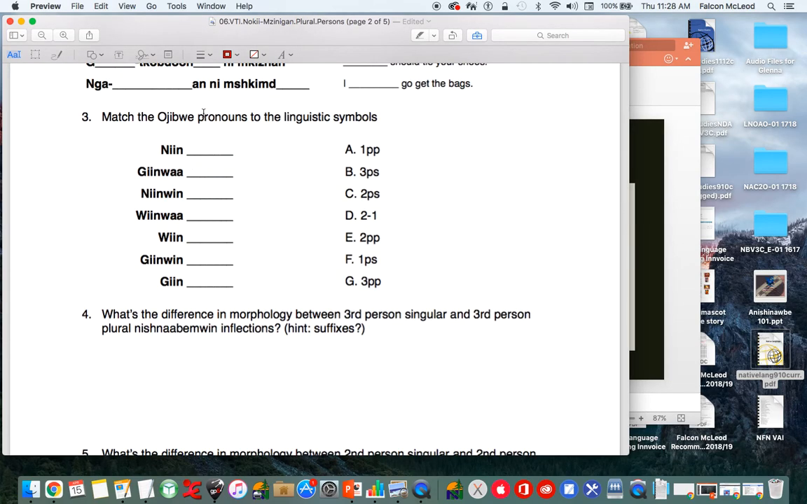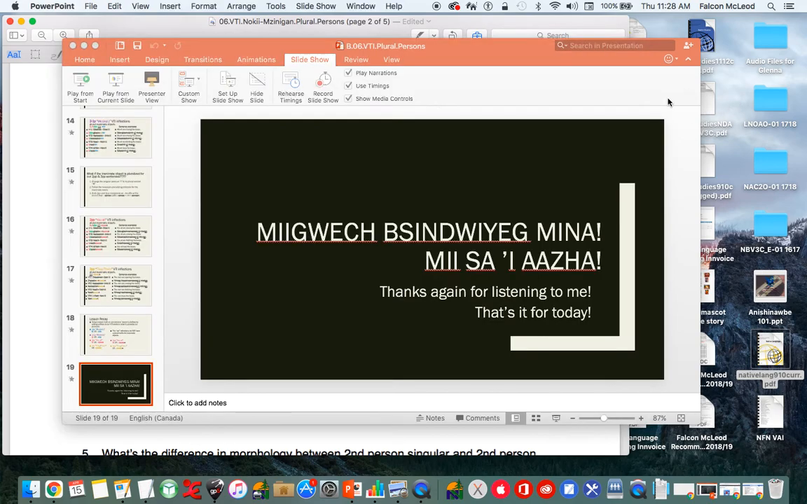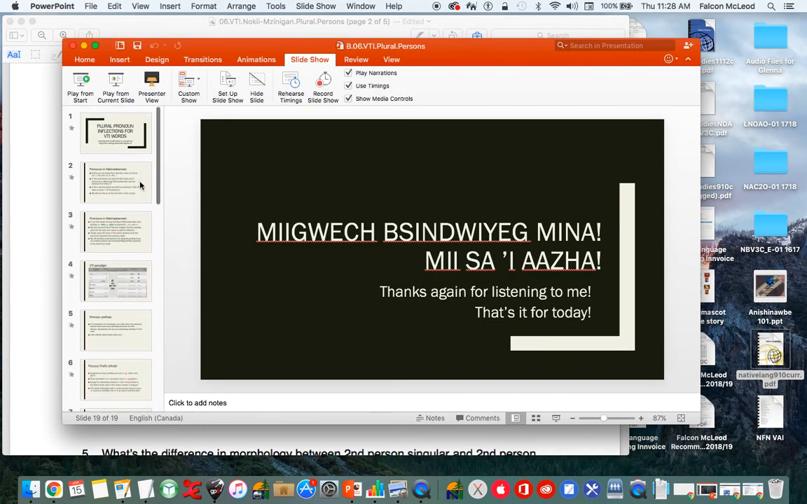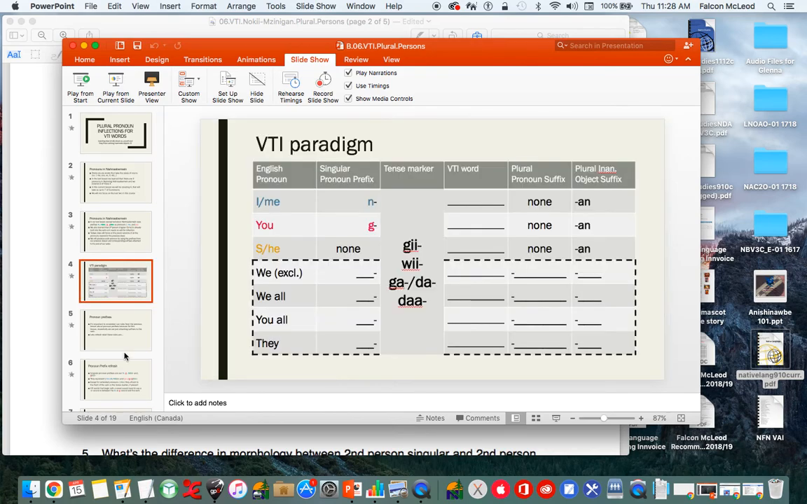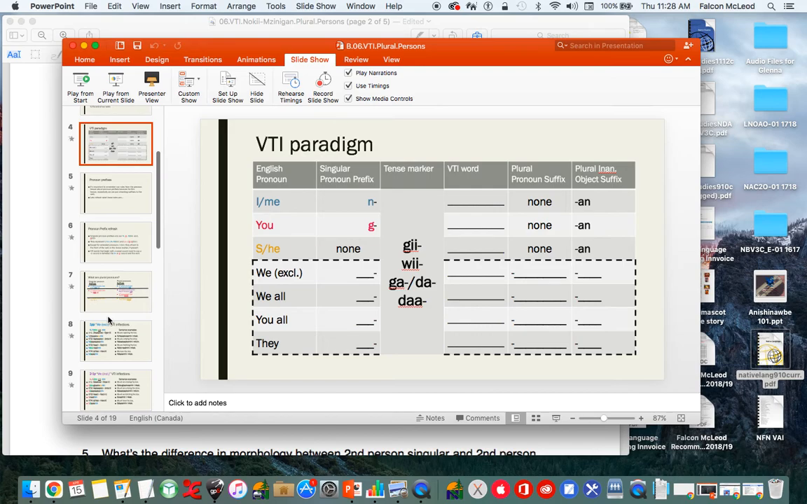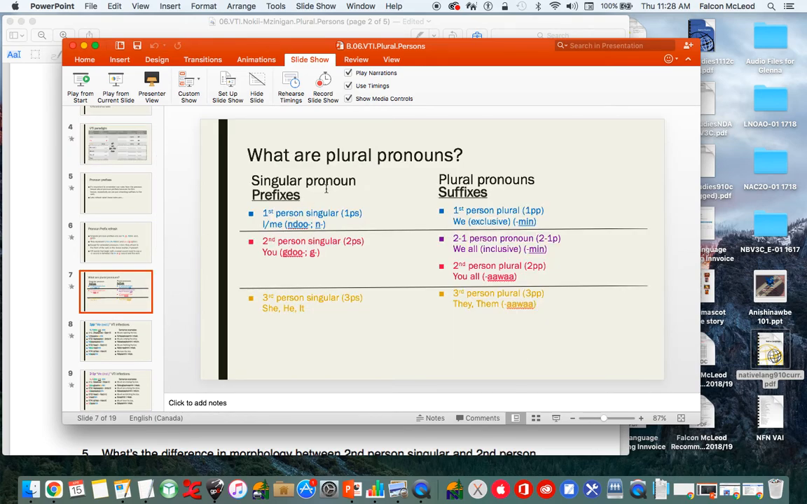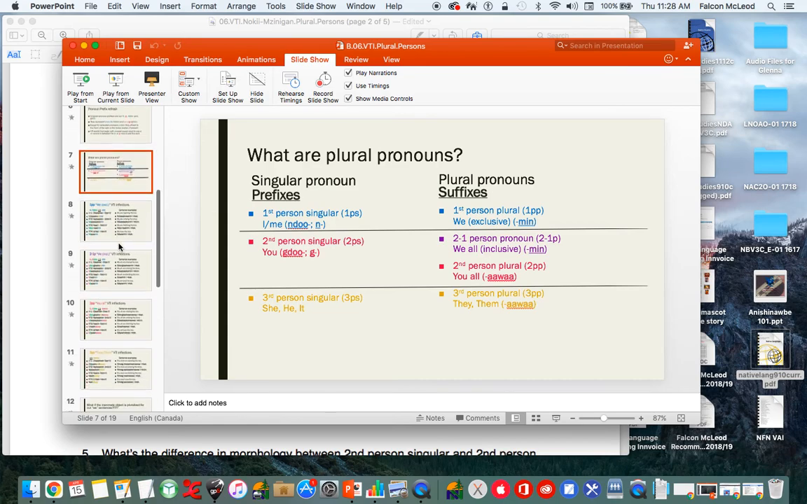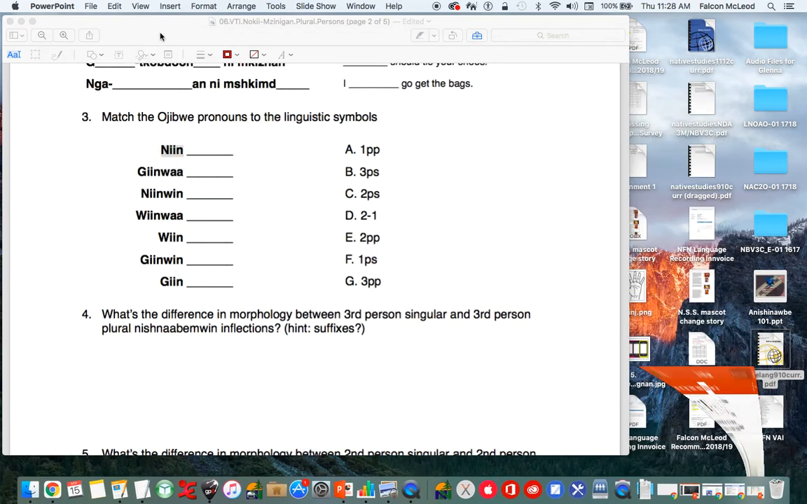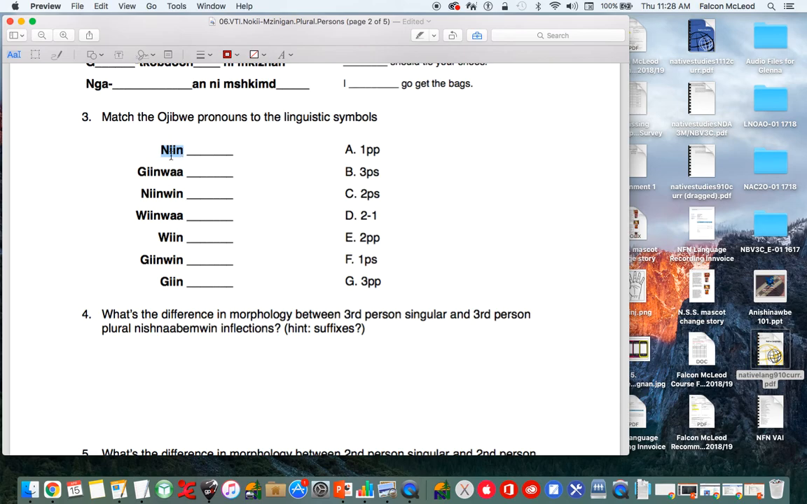Match the Ojibwe pronouns to the linguistic symbols. So we have neen here. If you don't know what neen is, go back in our notes. Let's see here. I don't have them in this lesson here. You should have them in your notes or should be familiar. So neen is first person. That's I or me. And I or me is the first person singular.